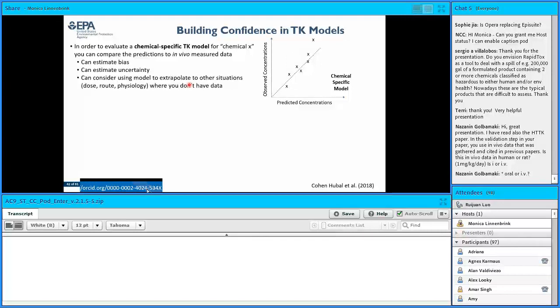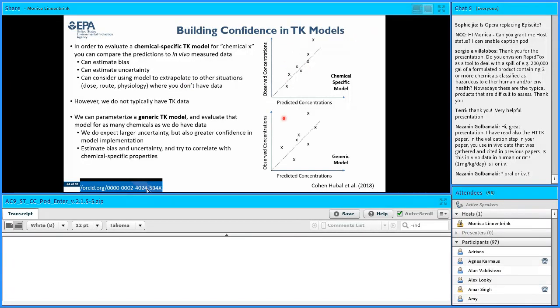That's a chemical-specific model. If you've tailored your model to a particular chemical, and that's the great amount of chemicals that are out there, we just typically don't have in vivo data to make this sort of graph. So instead, we can build generic models, like the one compartment model I showed you, or the generic PBTK model, and we can look at how well it does for a chemical where we have information. So hopefully there's still some correlation, but you can see that there's greater scatter. So our uncertainty is larger. And we can still try to estimate bias and say, we're still doing pretty well for chemical X.